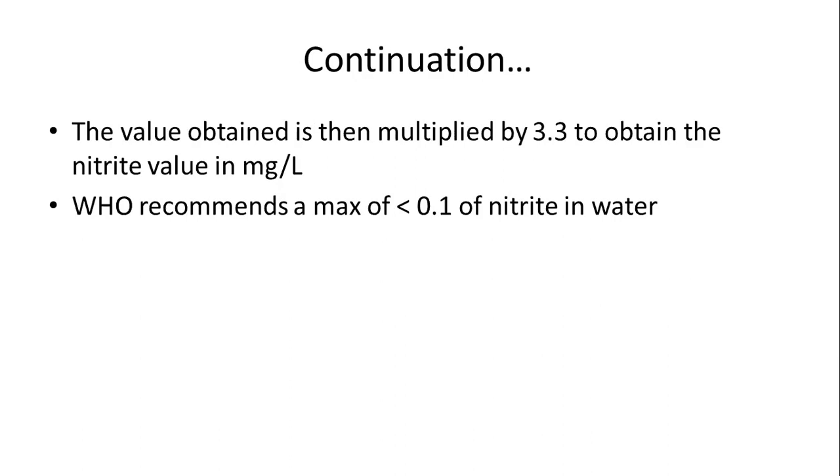And then the value obtained is then multiplied by 3.3 to obtain the nitrate value in milligrams per liter. The value obtained once you consult the nitrate calibration chart will give you the value of nitrogen, but we want the value of nitrate in the water, so we'll multiply it by 3.3 to obtain the nitrate value in milligrams per liter. Who recommends a maximum of less than 0.1 milligrams per liter of nitrate in water?